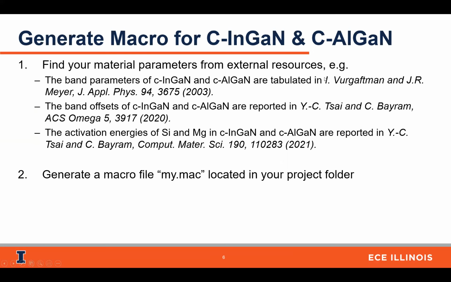You have the band gap or deformation potential parameters reported in this reference. You have band offsets of cubic InGaN and cubic aluminum gallium nitride reported in this reference. You have donor and acceptor activation energies of the cubic system reported in the last reference. And you need to generate a macro file. You can name the file by yourself. Here I use my.mac, located in your project folder.